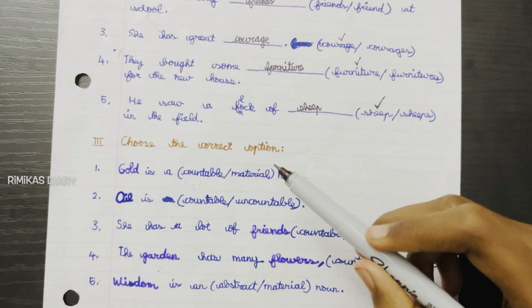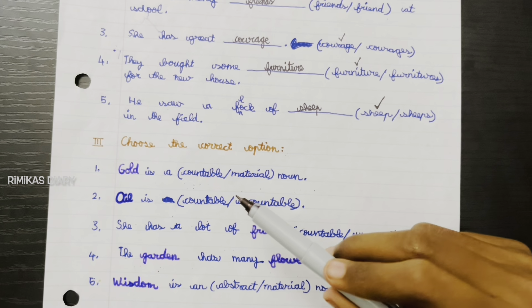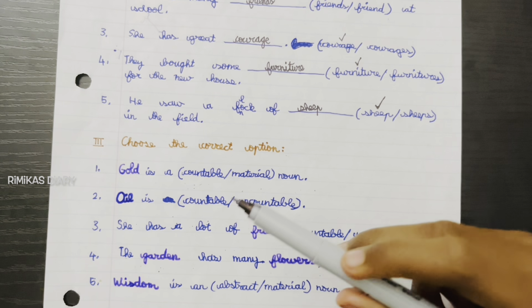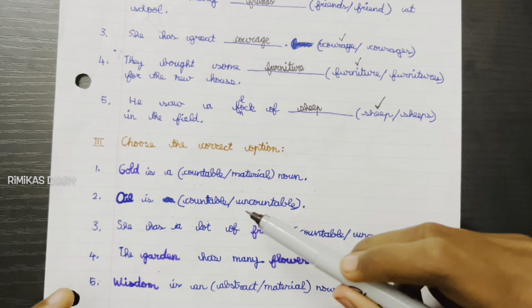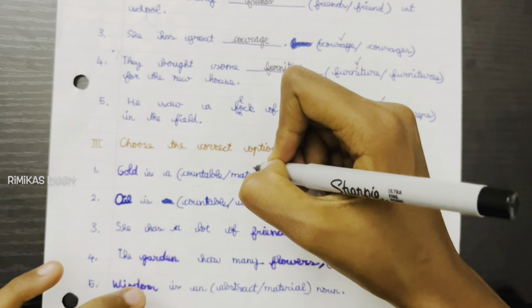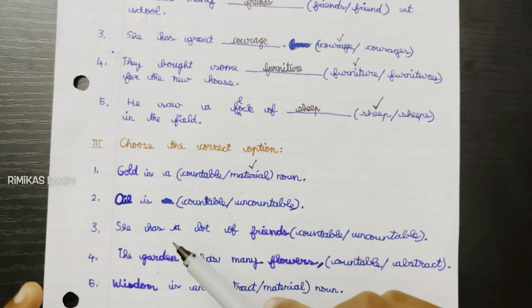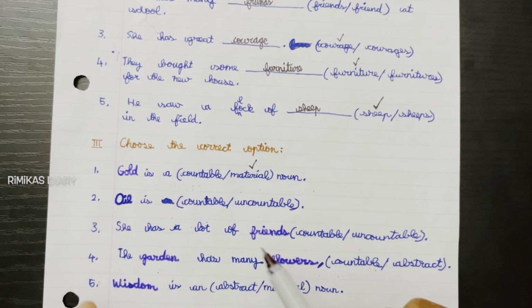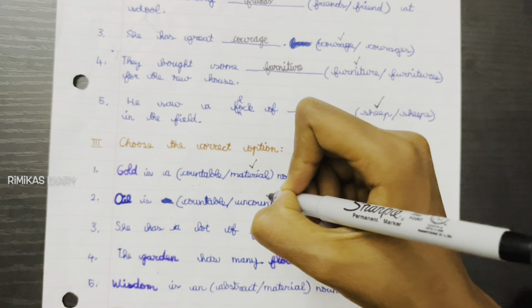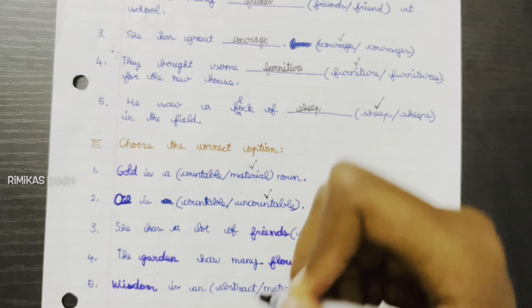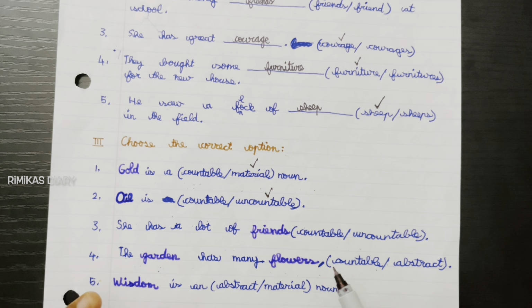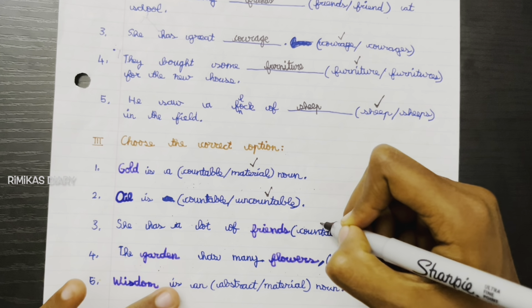Third Roman number. Choose the correct option. First question. Gold is a countable noun. Gold is a material noun. So I'm picking material. Oil is countable. Oil is uncountable. She has a lot of friends. Friends is countable.